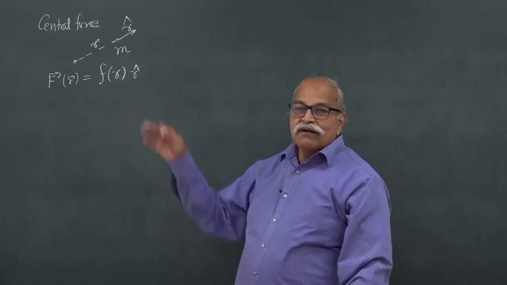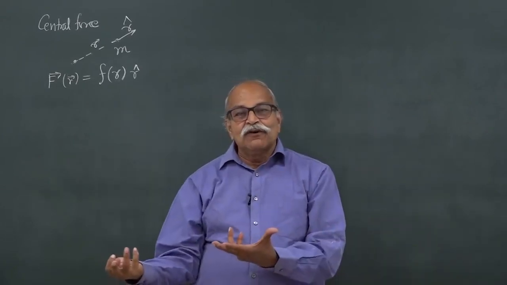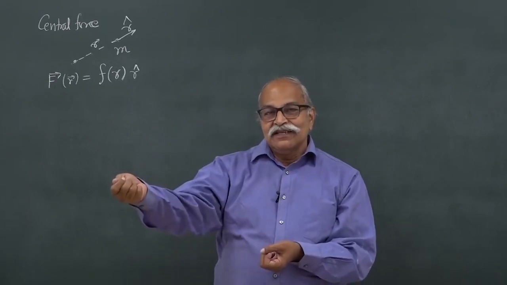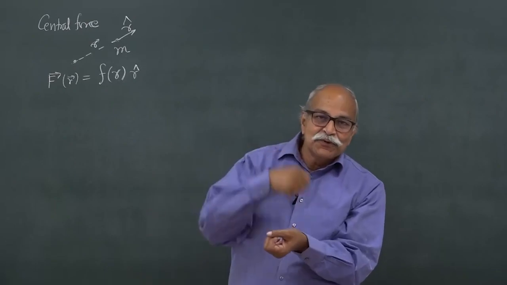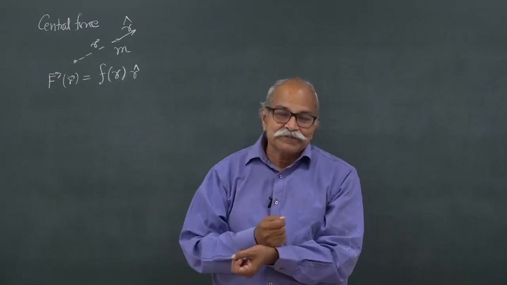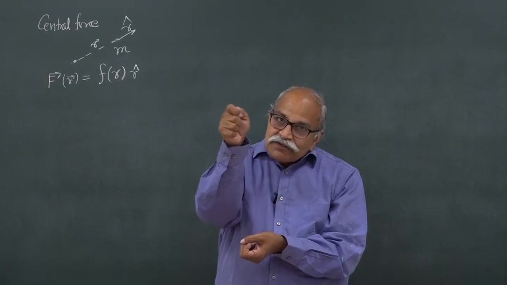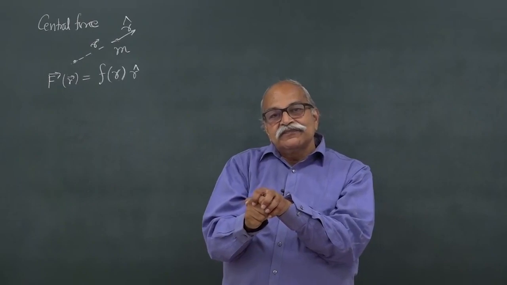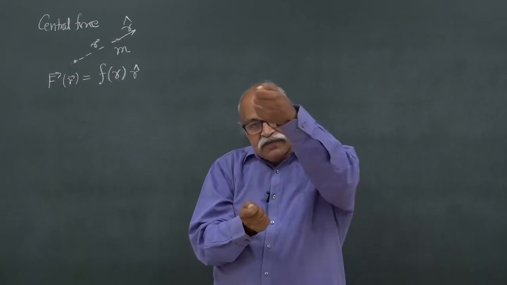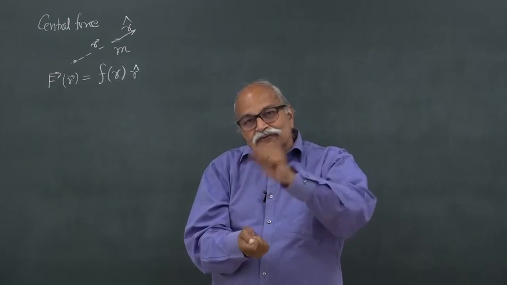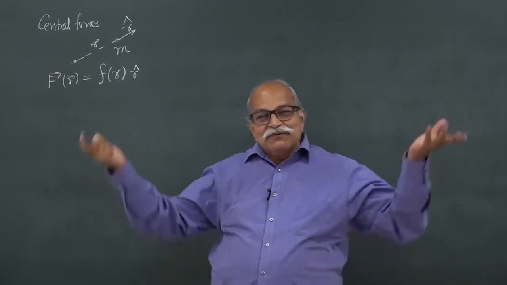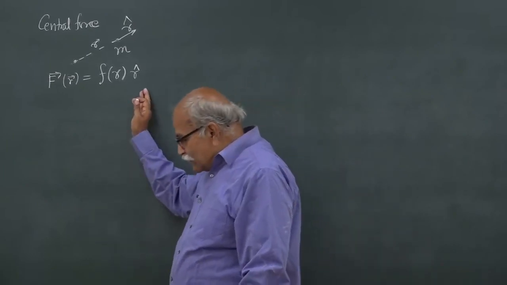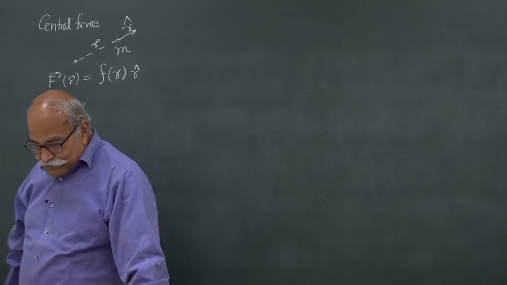Or let us say Bohr's model of the atom, you have a proton and you have an electron, and in that model the electron is supposed to go in some circular path. All the time the force on the electron is towards that proton, which is taken as the origin, and the force depends on the distance only, q 1 q 2 by 4 pi epsilon naught r square. So, you have so many examples. Okay. So, let us try to study this.